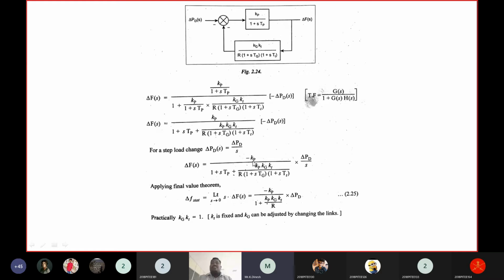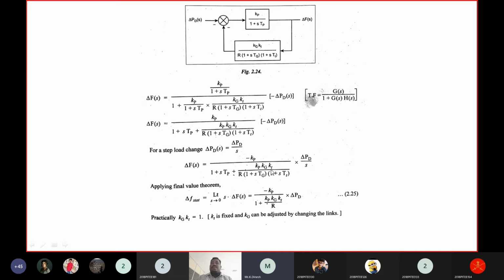Now, what is your del F of S? I am bringing the minus sign to the Kp side: minus Kp divided by the term 1 plus S Tp plus Kp Kg Kt divided by R into 1 plus S TG into 1 plus S TT, into del PD by S. In place of del PD of S, I replaced del PD by S. Now I am going to apply the final value theorem. The static value of the system output is limit S tends to 0 of S into del F of S. So we are going to substitute S tending to 0 everywhere.